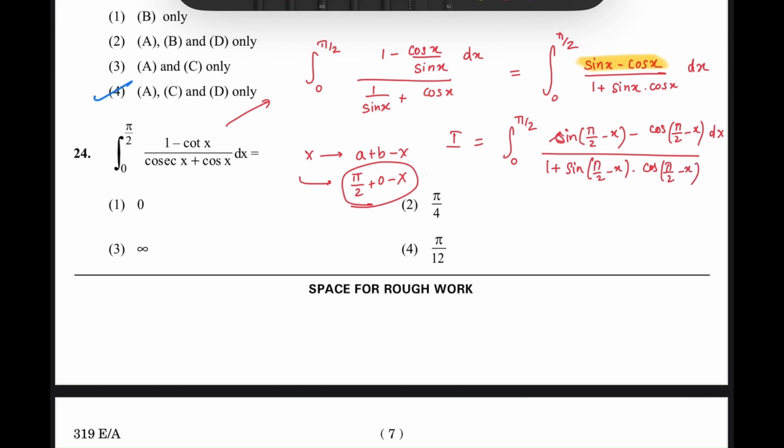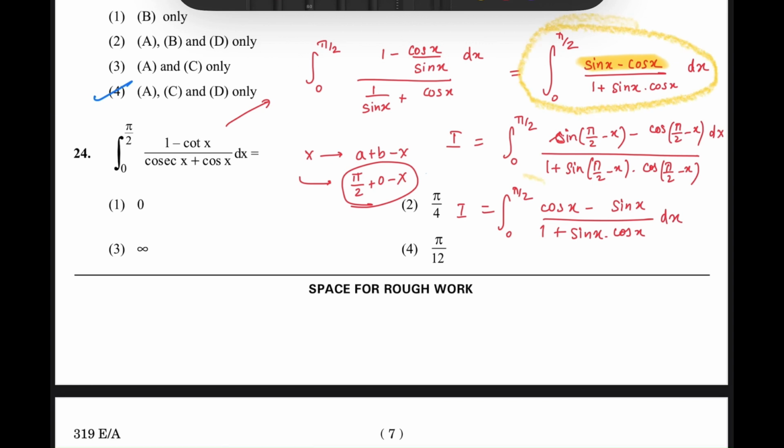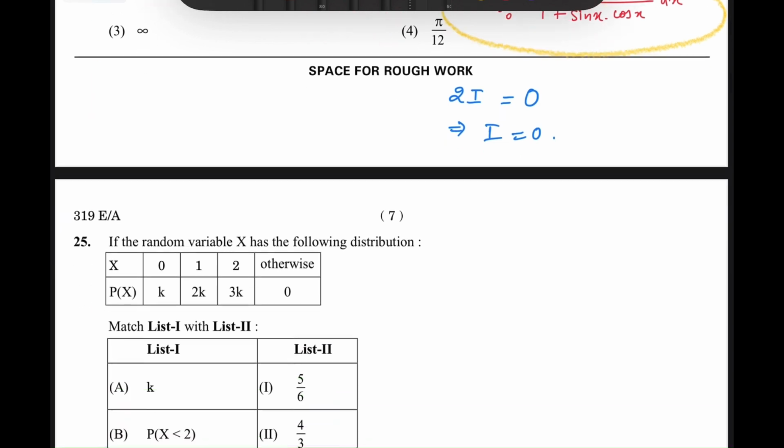Okay, so what is sine of 90 minus theta? It is cos theta. Cos of 90 minus theta is sine theta. So that will give us cos x minus sine x over 1 plus sine x into cos x dx, right? So what if I add these two integrals, this one and this one? The denominators are the same, right? On the left side I'll get 2I. The denominator is the same, so I can simply add the numerators. So sine x cancels out, cos x cancels out, you'll get 0. So the value of this integral must be 0, which is option 1, right? So which is the correct answer.